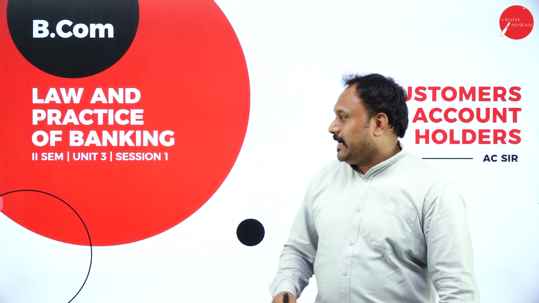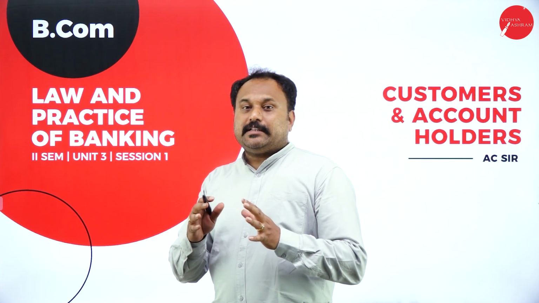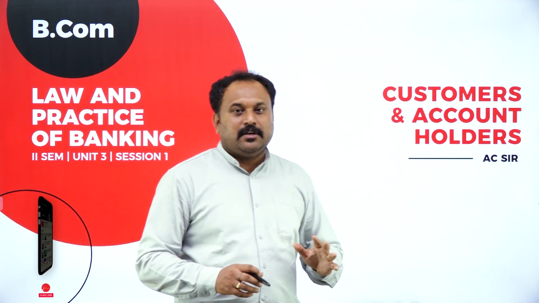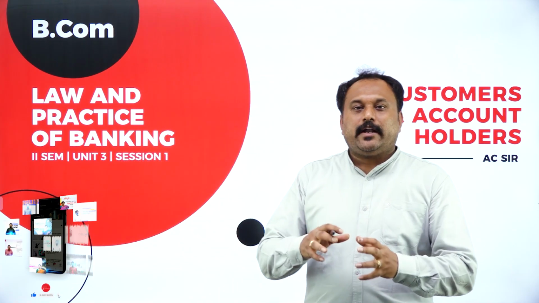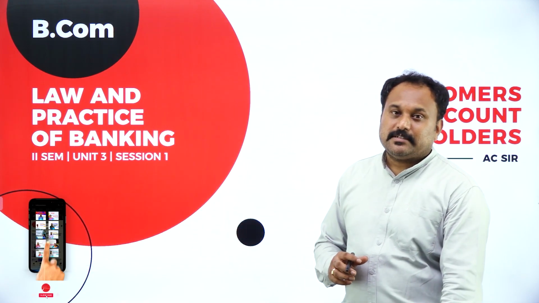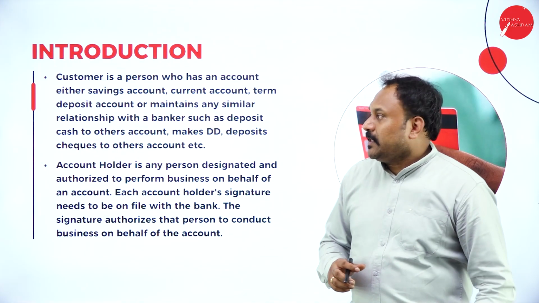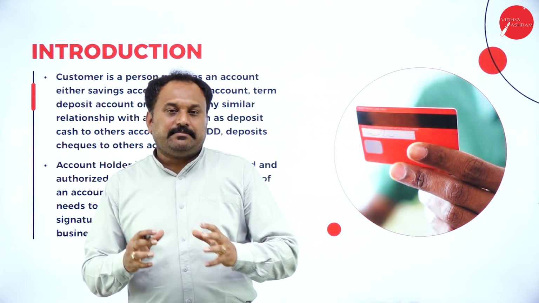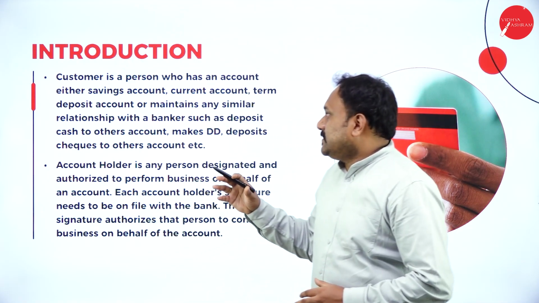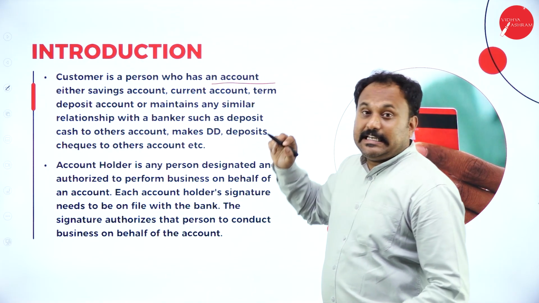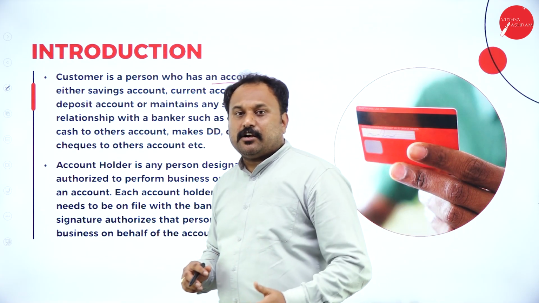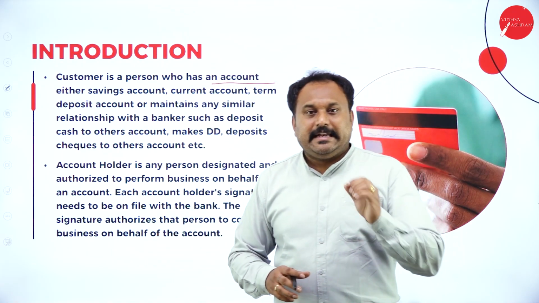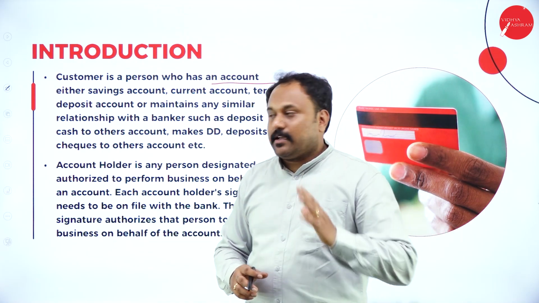Now here we are in Unit 3, and the speciality of Unit 3 is customers and account holders. Who are the customers and what account can they hold? That is what we are supposed to understand in this chapter. So, who is a customer? In banking terms, a customer is a person who has an account. It can be a saving account, current account, fixed account, recurring deposit. It can be anything, but he or she needs to have an account in the bank.